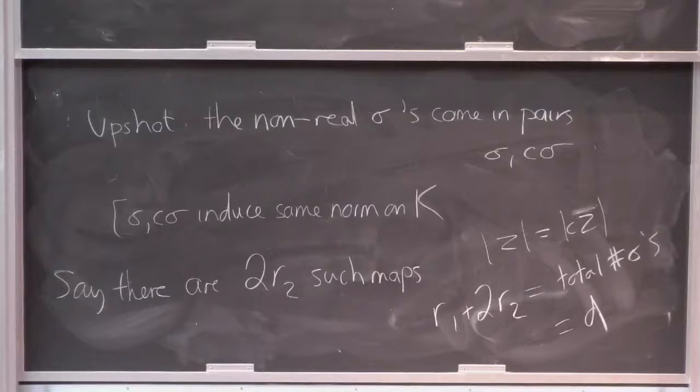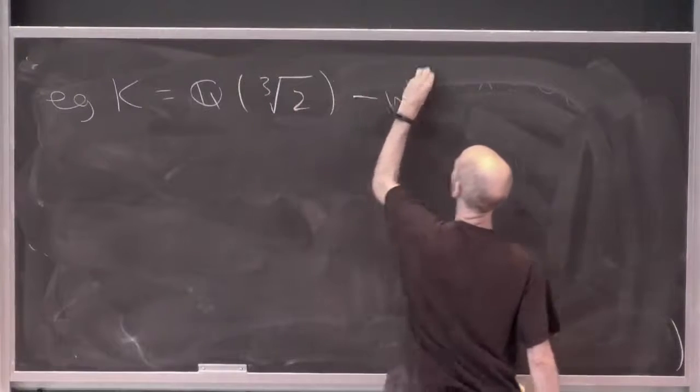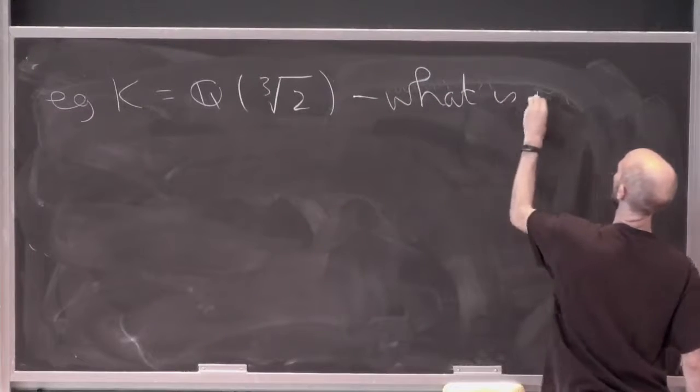And if you want to see an example with R1 and R2, e.g. K is cube root of 2. What is R1 and R2?